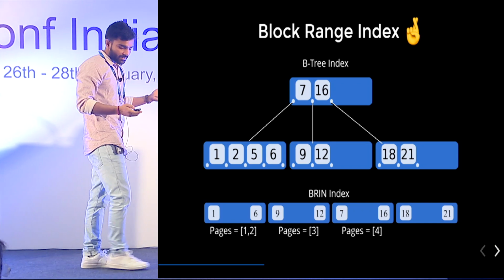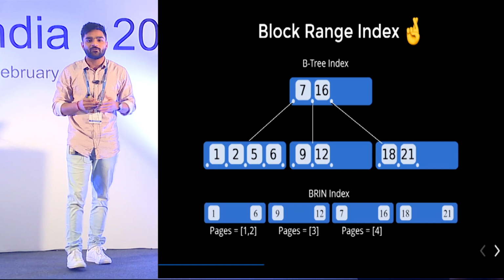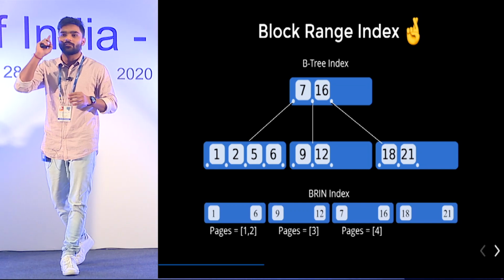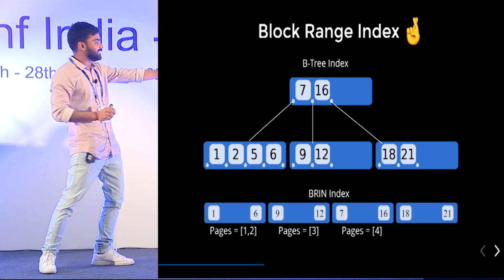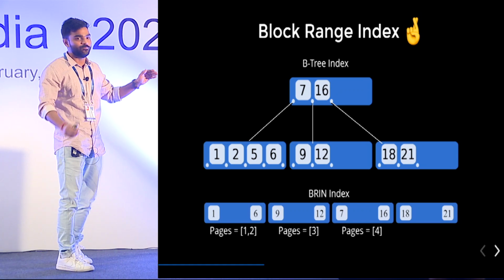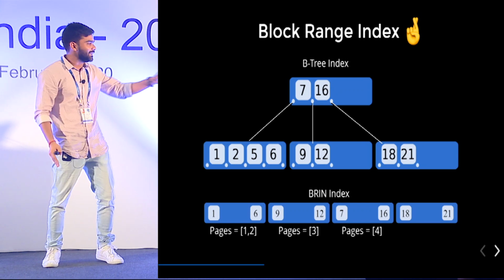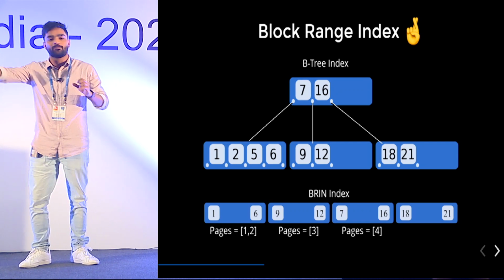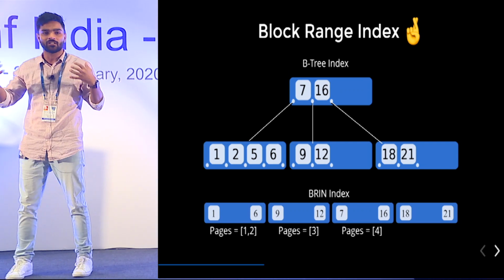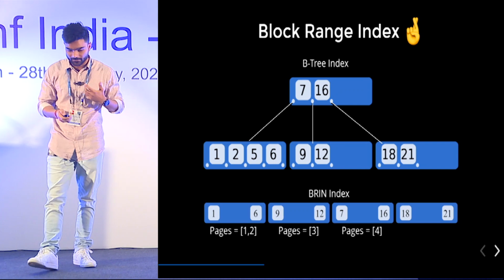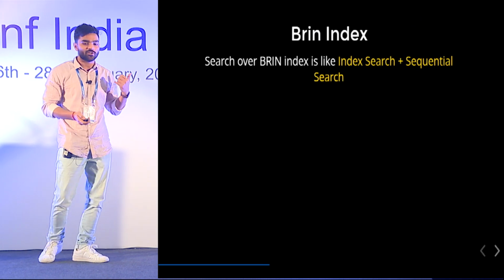So what that actually means is, suppose you are searching for the row number 5. It will see, okay, row number 5 lies between 1 and 6, so it may lie in page 1 and 2, so it will bring page 1 and 2 into memory and then compare the results. So what are some properties of Brin index?